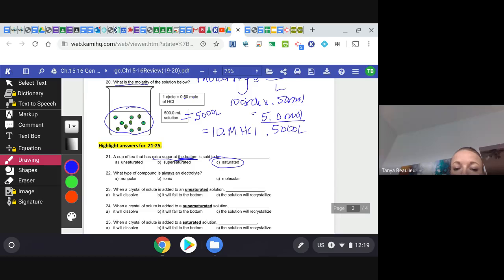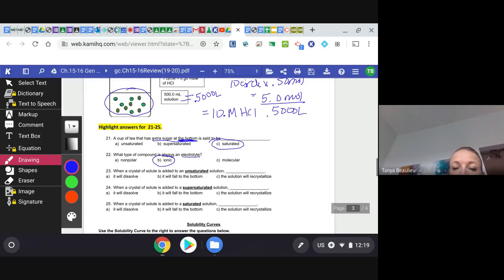22, we talked about electrolytes are always coming from ionic substances. For 23, if it is unsaturated, I can add more solute to the solution and it will still dissolve. So the answer here is A. I can add more solute and it will still dissolve.